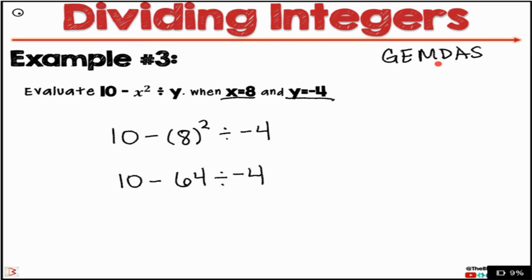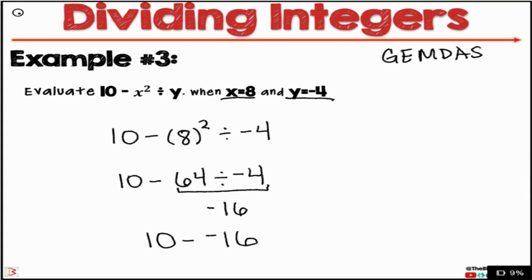Then we're going to move on to multiplication or division. Well, there's no multiplication, but there is division. So we do have 64 divided by negative 4. That's two integers with two different signs, so my answer is going to have to be a negative. So 64 divided by negative 4 is going to be negative 16. All right, so I'm going to go ahead and rewrite 10 minus negative 16.